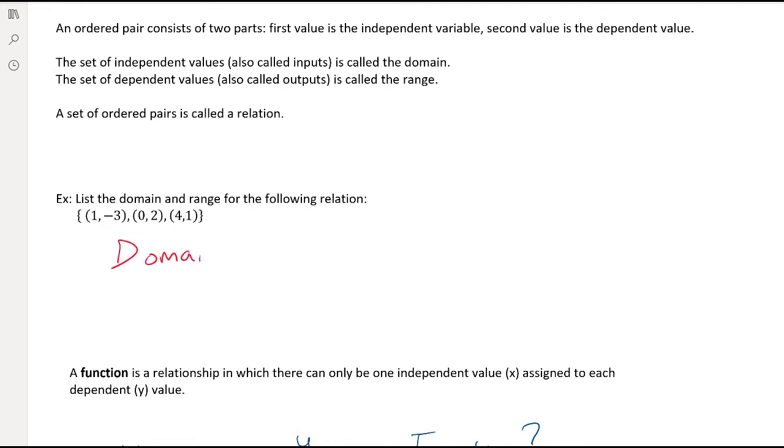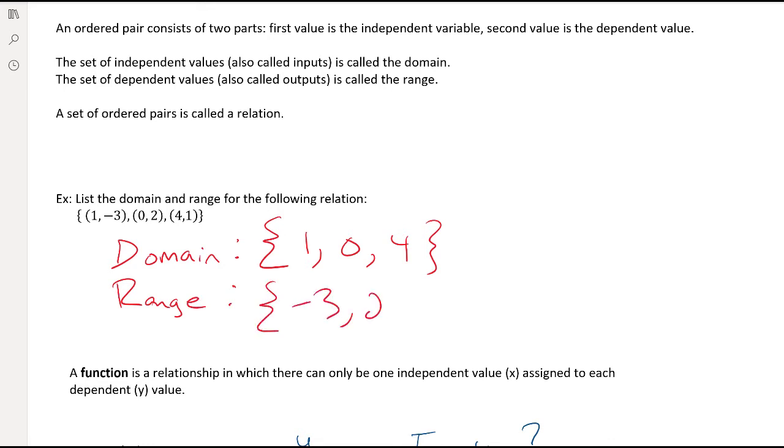So what's our domain? The domain is a set of all, so curly brackets denote a set, it's a set of all independent values, in this case x values. So our domain should be the values of {1, 0, 4}, whereas our range will be the set of the y values: {-3, 2, 1}. We have to list out those values separately in this particular example here.